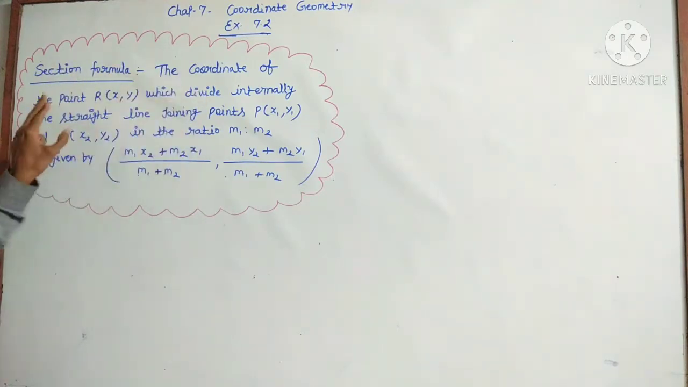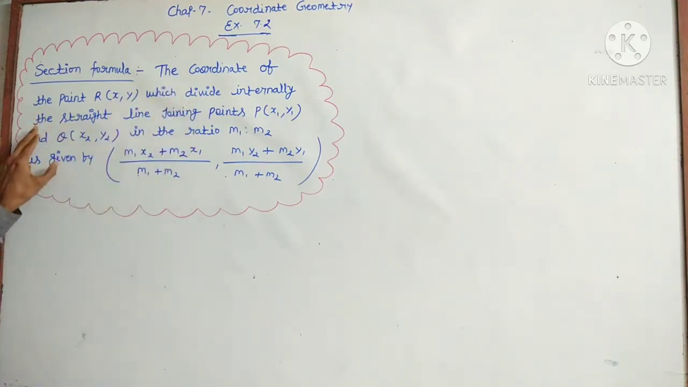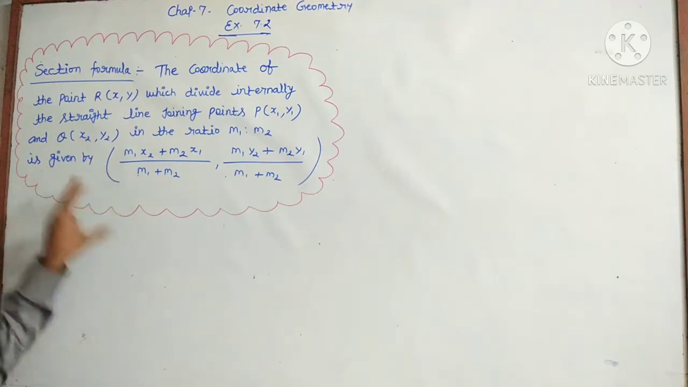The coordinates of the point x, y which divides internally the straight line joining the points P (x1, y1) and Q (x2, y2) in the ratio m1:m2 is given by this formula.